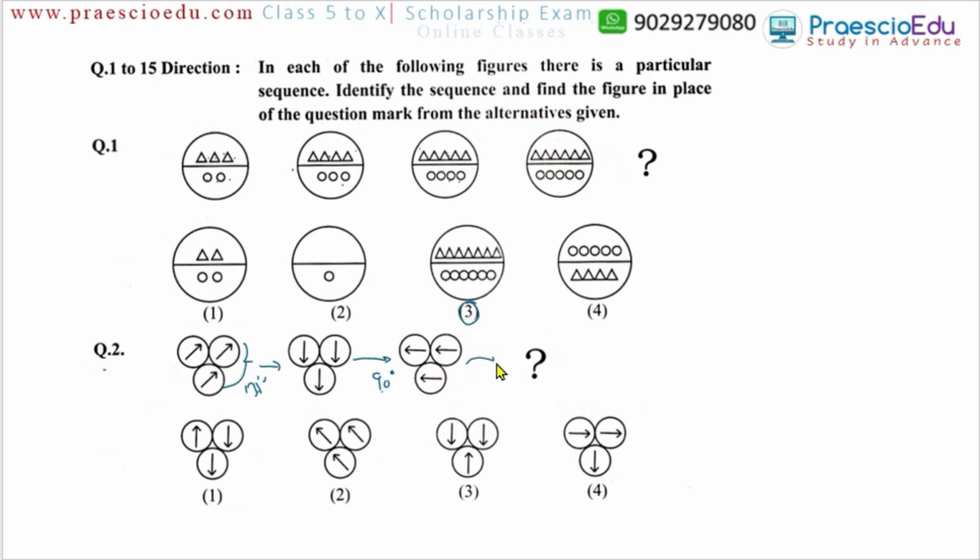So in the next one we have to continue this sequence with minus 45. After the 90, only 45 degrees has to be turned. So this arrow will turn only 45 degrees, meaning like these directions. So this is given in option number 2.